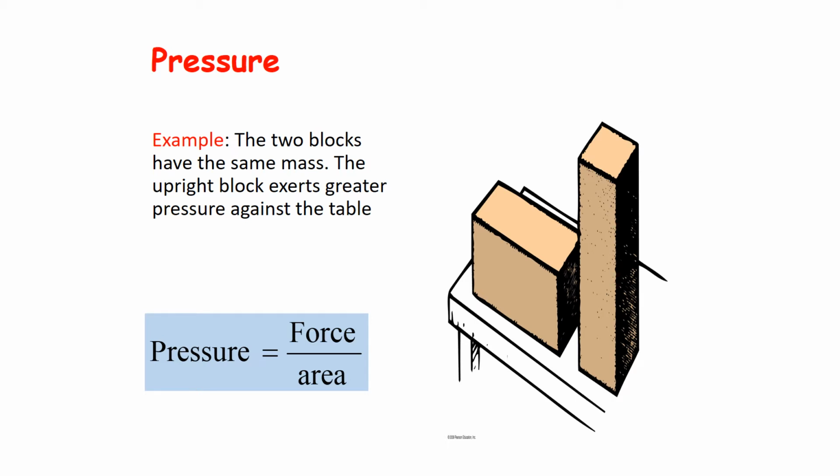Now another example. In which position does this block exert more pressure on the table? The upright block will exert greater pressure against the table. This is simply because both have the same mass, but the area in the upright position is less than the area in the other position. This means that it will exert more pressure than the other one.